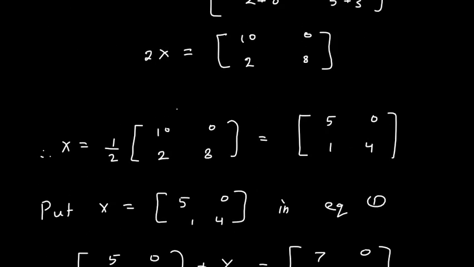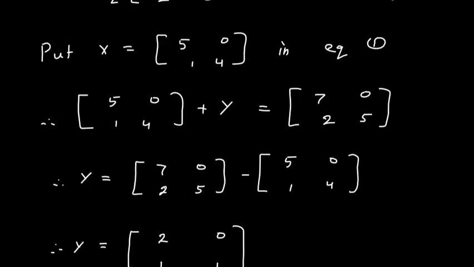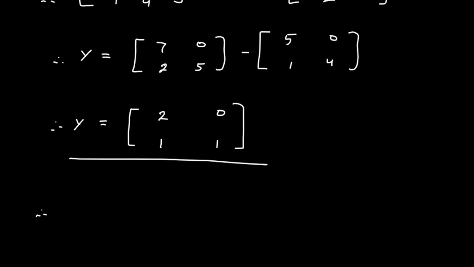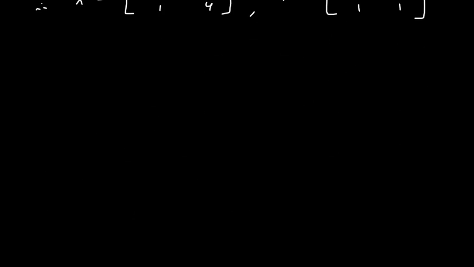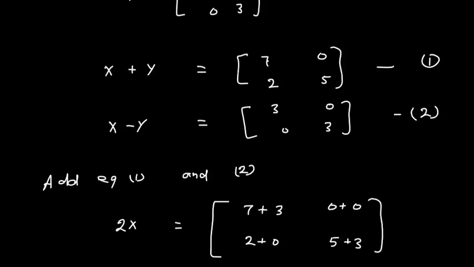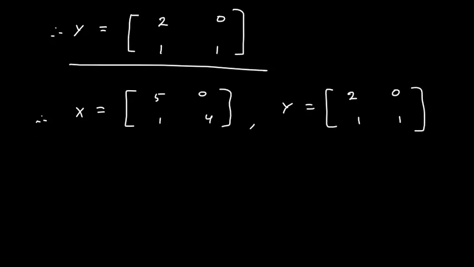So the value of x and value of y. Value of x we got 5 0 1 4. So finally we write, therefore x is equal to 5 0 1 4. These are 4 elements, 5 0 1 4. Okay, this is the value of x and the value of y is 2 0 1 1. So x and y we got. Okay, this is our question number 9. Now let us move to question number 10.